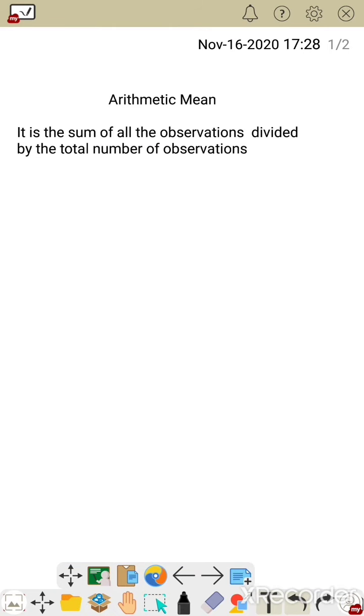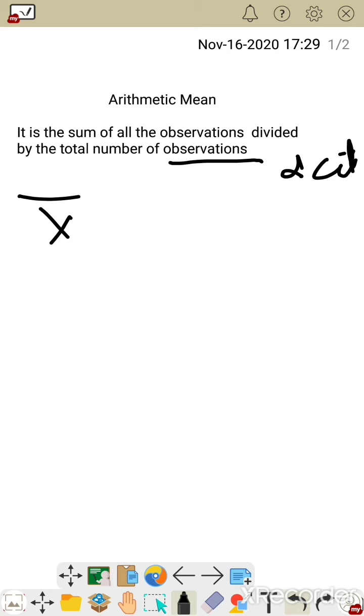Arithmetic mean is the sum of all the observations divided by the total number of observations. Here observation means the data or the information given, the numbers given in the problem. So you have to take the sum of all the data given and divide it by the number of observations given, then you have the arithmetic mean. It is denoted by x bar. Okay, x bar is the notation given to arithmetic mean.